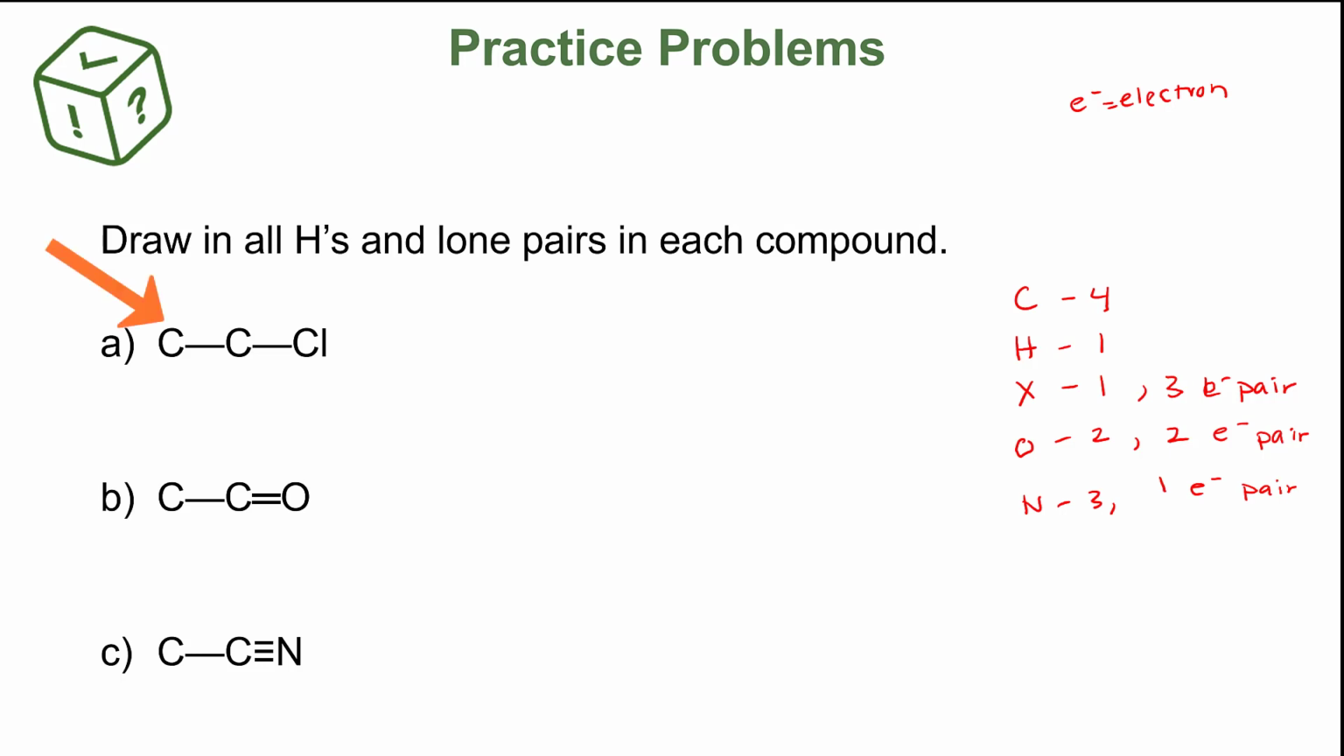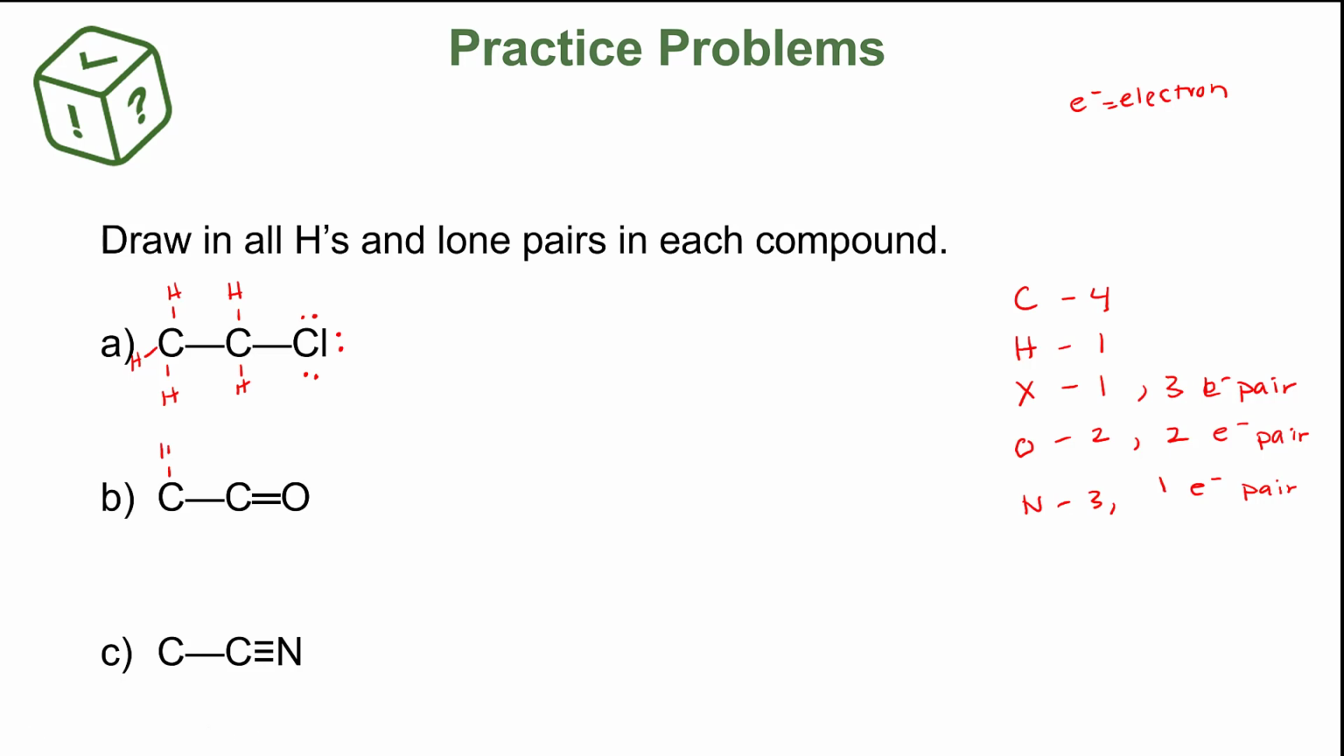So for A, I need this carbon to have 4 bonds total. It's currently making 1, so I need to draw in 3 hydrogens. This one needs 2. And the chlorine has 1 bond already, but I need to fill in the electron lone pairs. So there should be 3 total here.